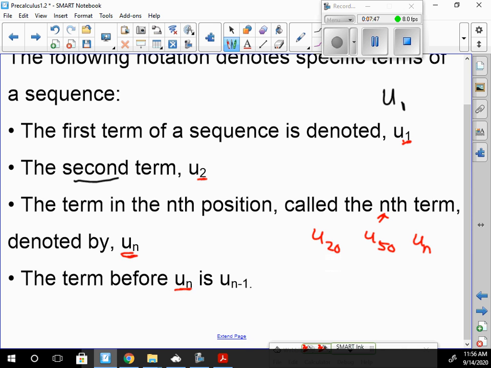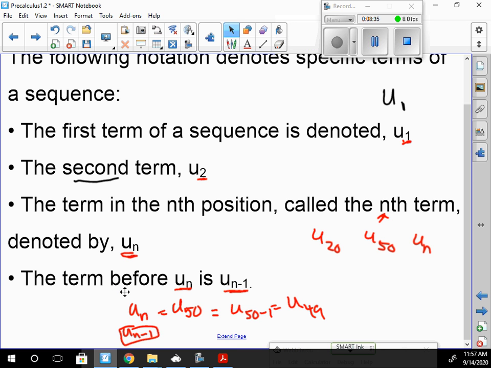The term before U sub n is U sub n minus 1. In other words, the term before the term we're talking about. If I'm talking about U sub n, and I think of U sub 50 in my brain, then the term before that is U sub 49. So that it's U sub 50 minus 1, which is U sub 49. So the term before the 50th would be the 49th term. Works the same way with U sub n. The term that comes before it, we would just subtract 1 to find that number. That's why it is U sub n minus 1.